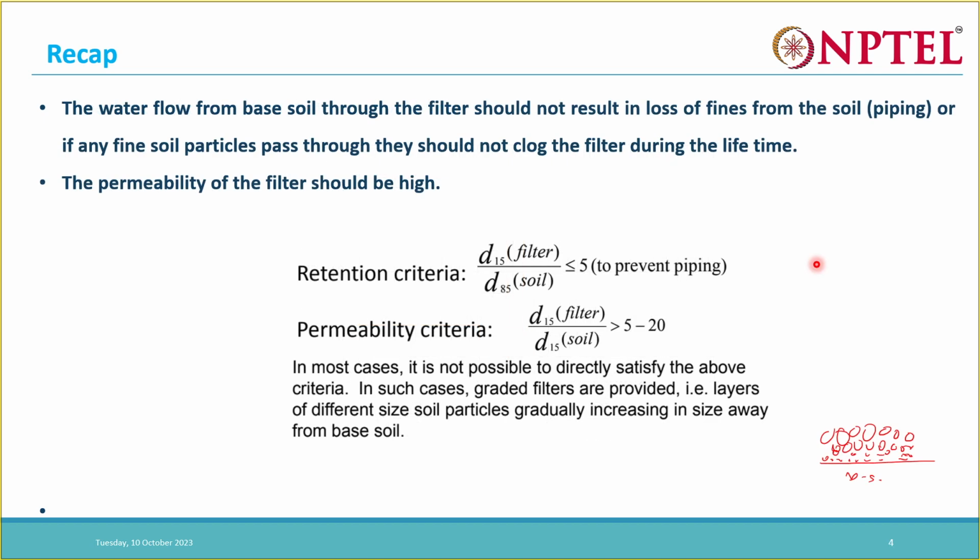Then there are many criteria. So basically there are two segments of criteria, right? One is the retention criterion and another is the permeability criterion. So retention criteria of a filter actually prevents the piping of soil, that is the loss of soil, and the permeability criteria actually ensures that there will be proper flow of water through the filter. Okay.